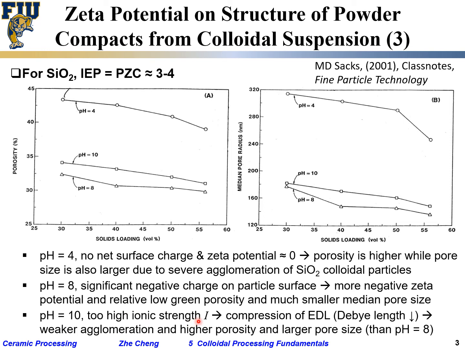Now you have just too much electrolyte in your suspension. And too much electrolyte would start to squeeze the so-called double layer thickness, and as a result, the repulsion is not as effective. And as a result, I would have slightly higher porosity. And the porosity and the radius are related. Higher porosity, I would also have higher interparticle distance or pore radius.